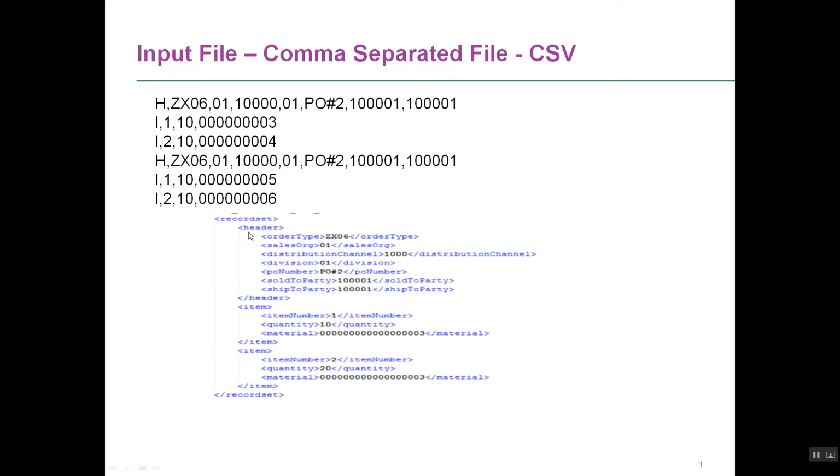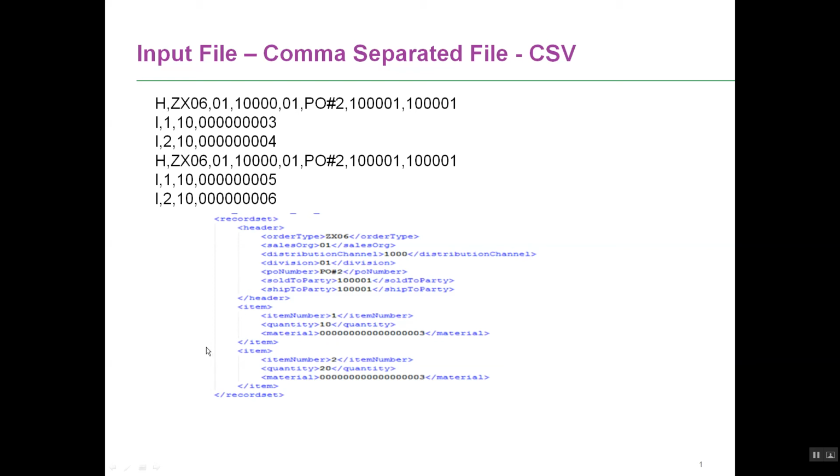Our input file had a record set, it had a header, and it had multiple fields like order type, sales organization, distribution channel, division, and so on. And then each sales order could have multiple items. So in this case, the item had item number, quantity, material, and so on. So in the file to IDOC scenario that we built, the input data came in as an XML file. So let's change this a little.